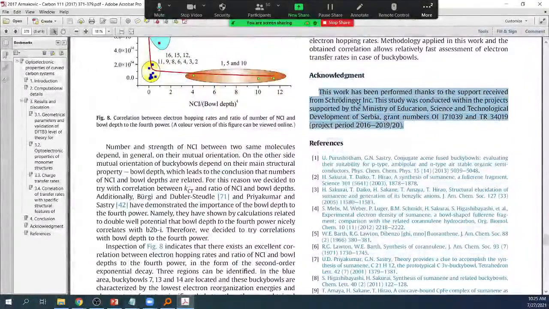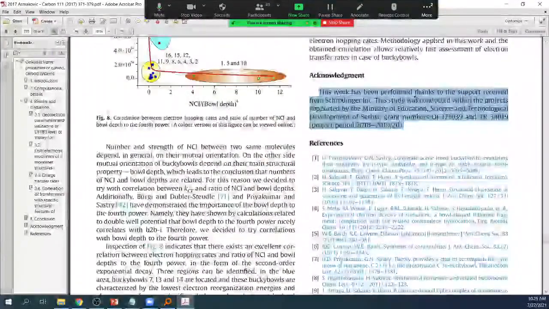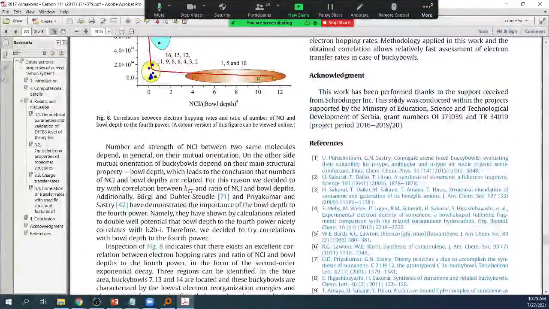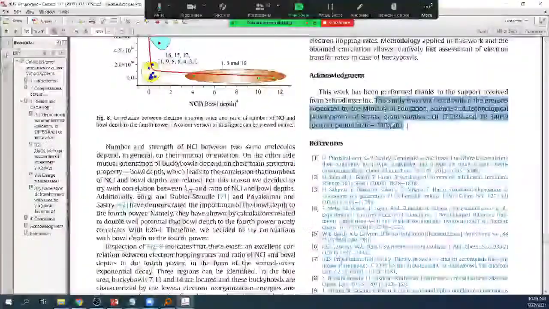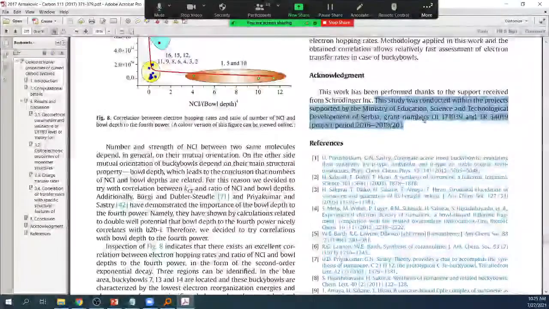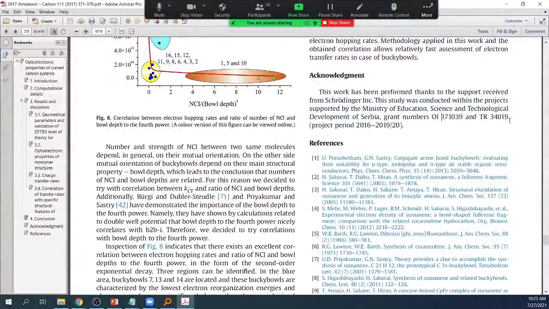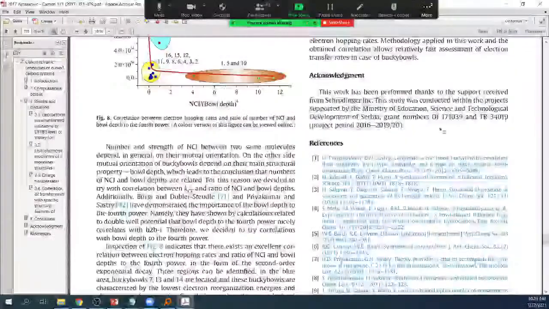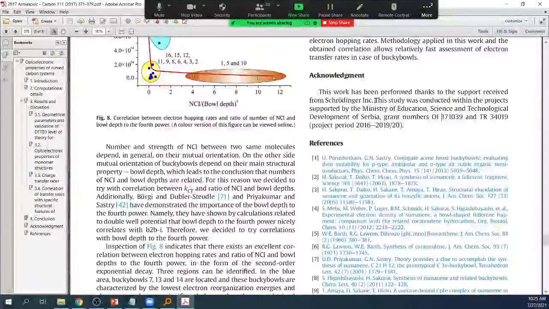This is the acknowledgement. At that moment, we had support by this company called Schrödinger Inc. And this is, of course, one more very important statement, because at that moment, these results were obtained thanks to these projects, 171039 and 34019, which were financed by the Ministry of Education, Science and Technological Development of Serbia.